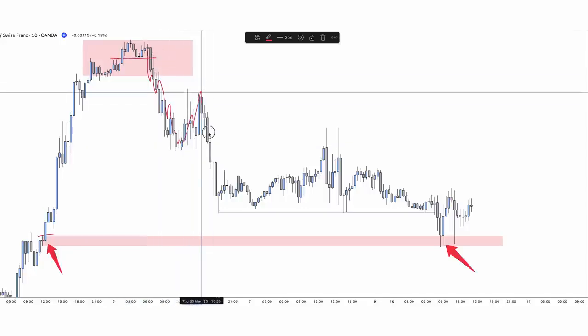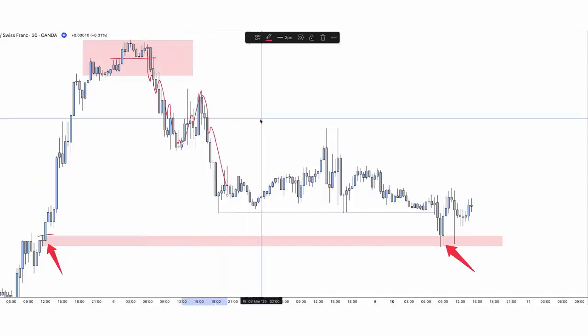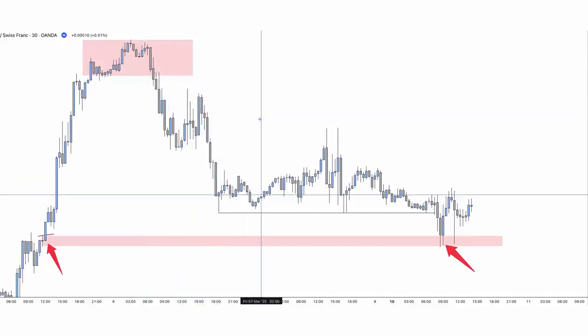We then see these strength moves from sellers. However, an important thing to note here is what we can consider as multi-candle momentum.